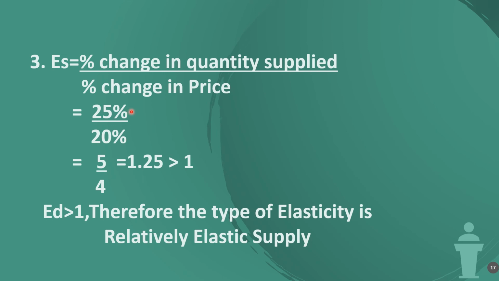We just found the percentage change in quantity supplied to be 25%. We were given the percentage change in price, that is 20%. So when we divide, we get 5 upon 4. 5 divided by 4 is 1.25, a number that is greater than 1. ES is greater than 1. Therefore, the type of elasticity is relatively elastic supply.